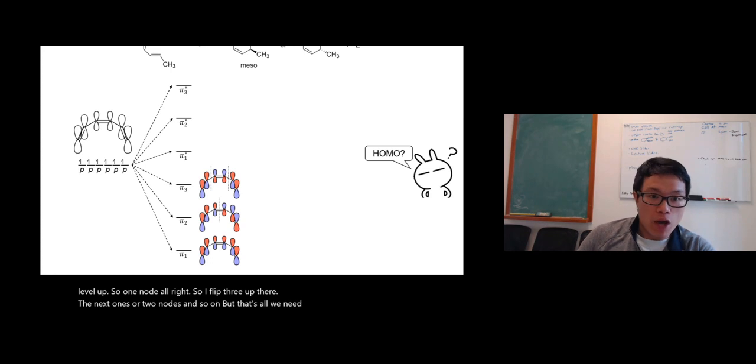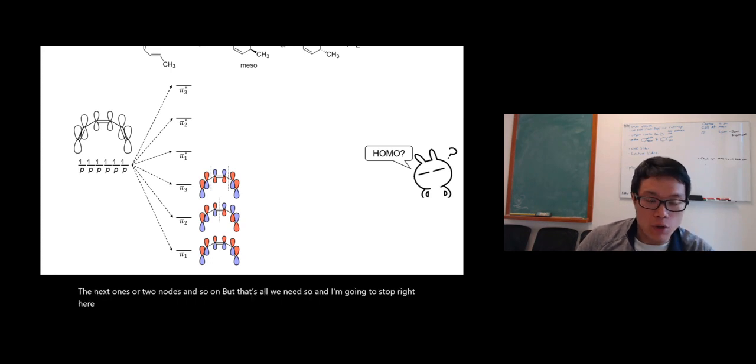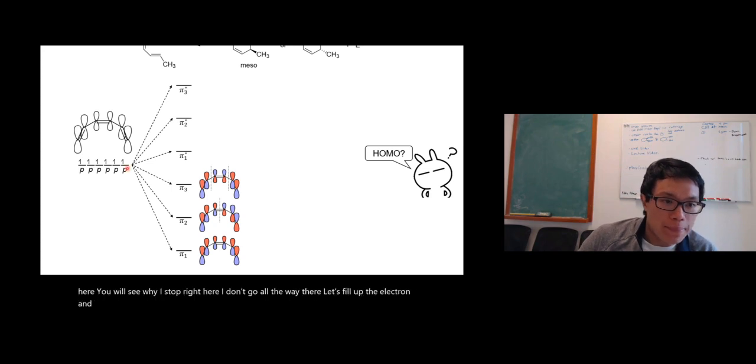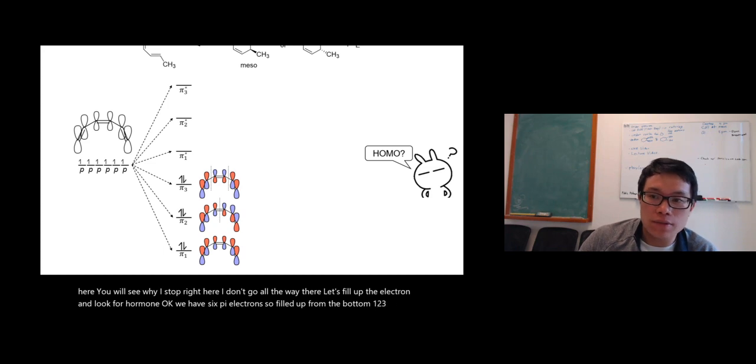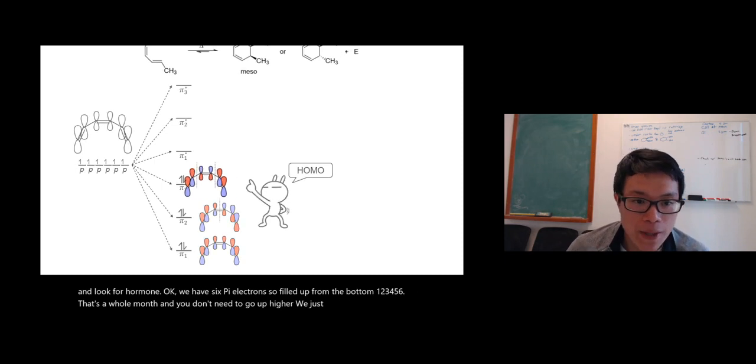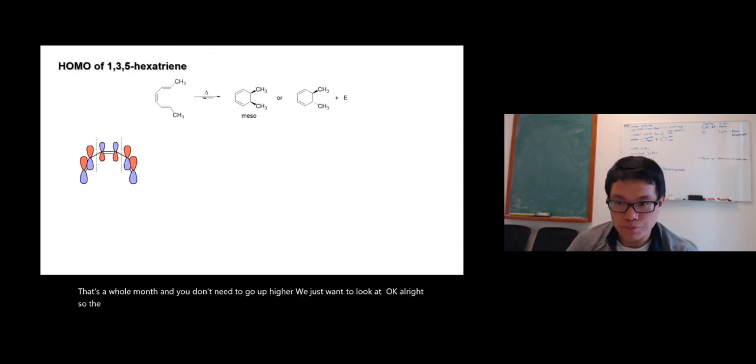So, I'm going to stop right here. You will see why I stop right here. I don't go all the way there. Let's fill up the electrons and look for the HOMO. Okay, we have 6 pi electrons, so fill it up from the bottom. 1, 2, 3, 4, 5, 6. That's the HOMO, and you don't need to go up higher. We just want to look at the HOMO. Okay. All right. So the HOMO looks like this.